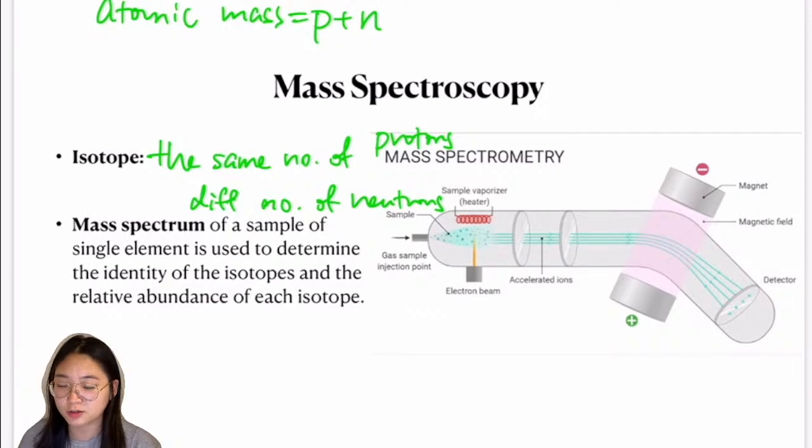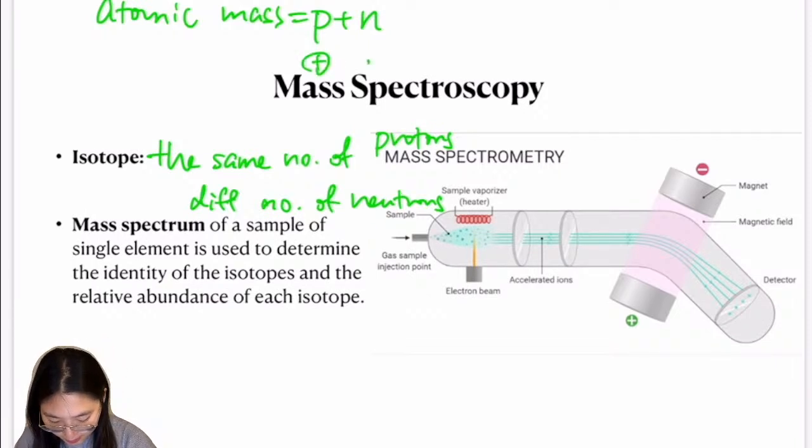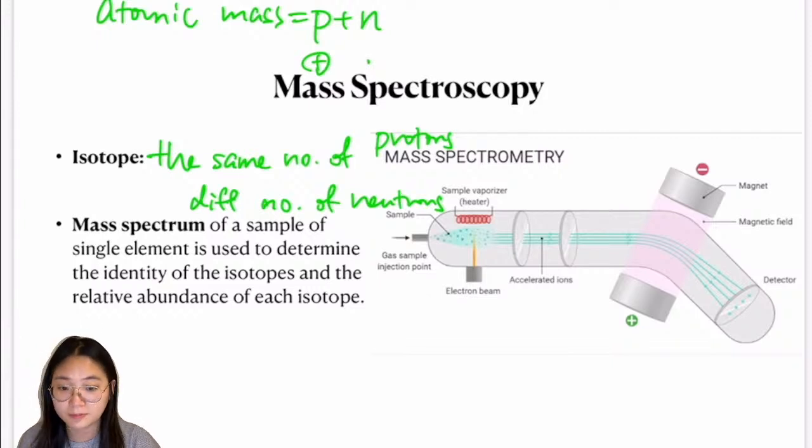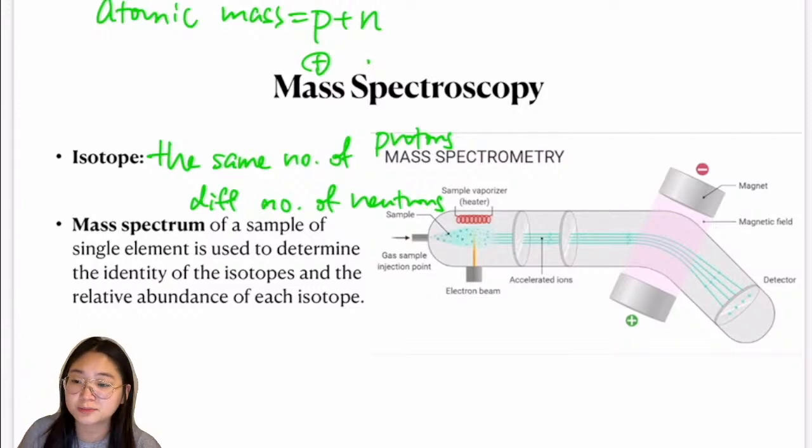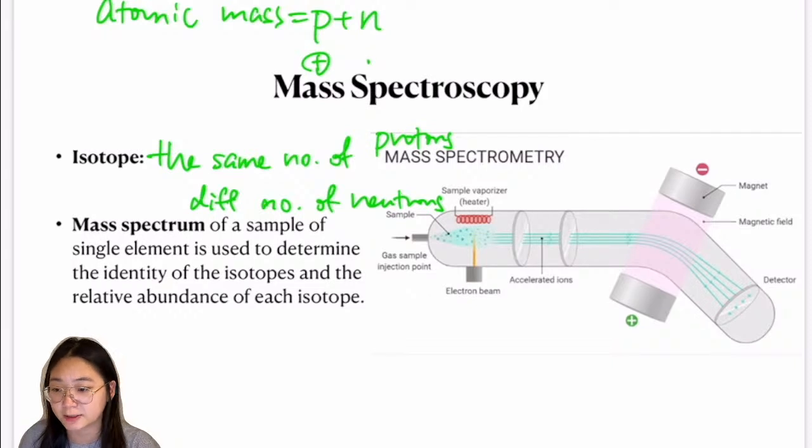A proton carries a positive charge, and a neutron does not carry any charge, it's neutral. They have approximately the same size and approximately the same weight. Their weight is not exactly the same; the ratio is 1 to 1.01. So one of them is a little bit heavier than the other, but approximately they have the same weight. That's why when we calculate the atomic mass, we just add up their numbers.